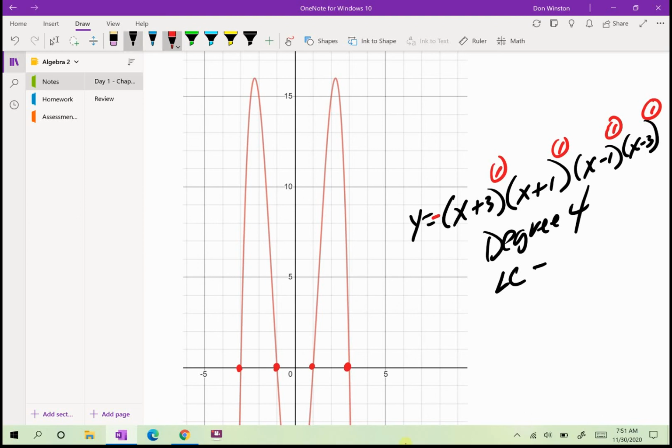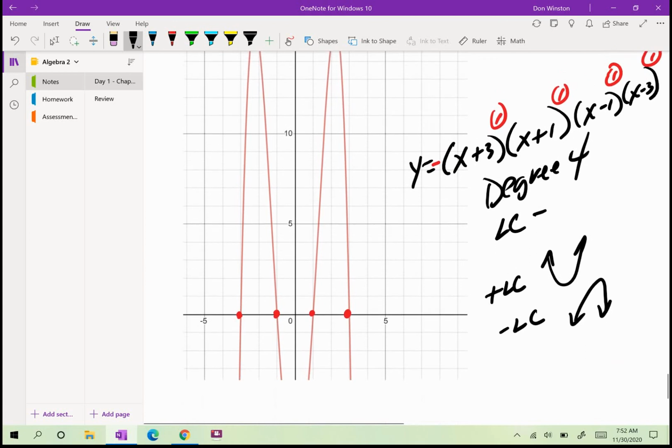Remember, for even degree polynomials, if the leading coefficient is positive, it points up. If the leading coefficient is negative, it points down. So that leading coefficient has to be negative because the graph is pointing down.